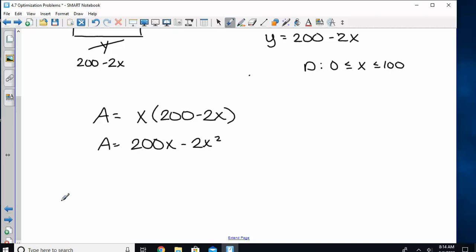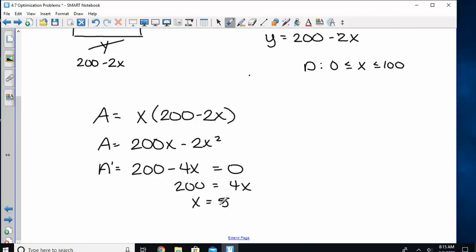All right. Then, how do I maximize or minimize something? Find your derivative and set it equal to 0. So my derivative, my A prime, will be 200 minus 4x. Set that equal to 0. Divide by 4, and x is 50.